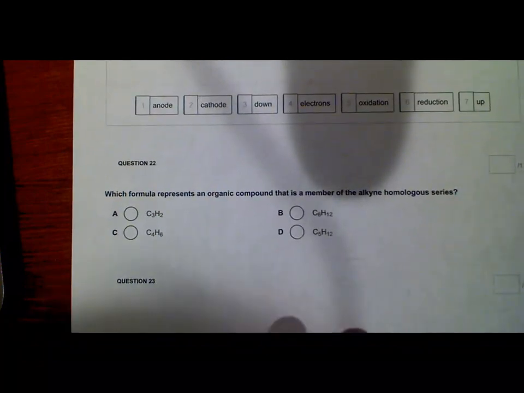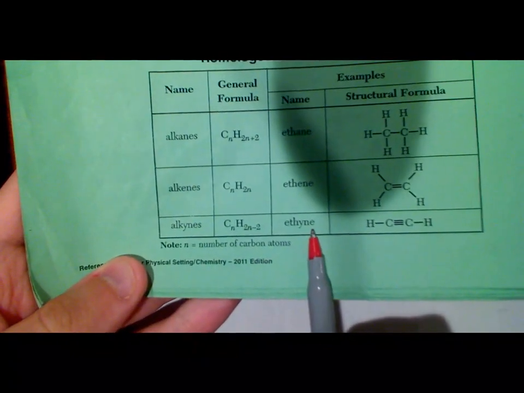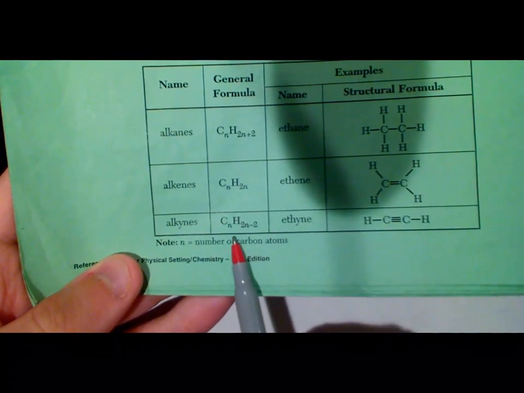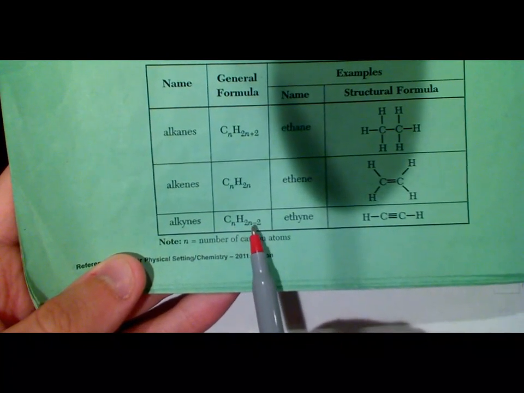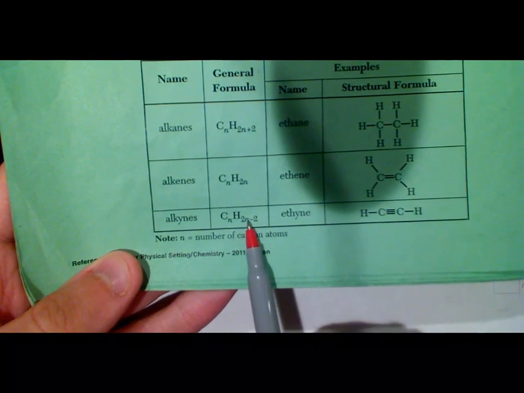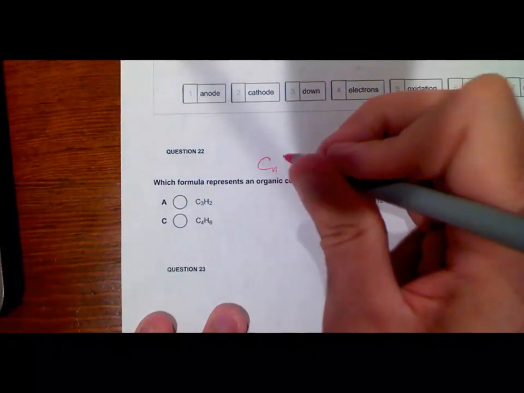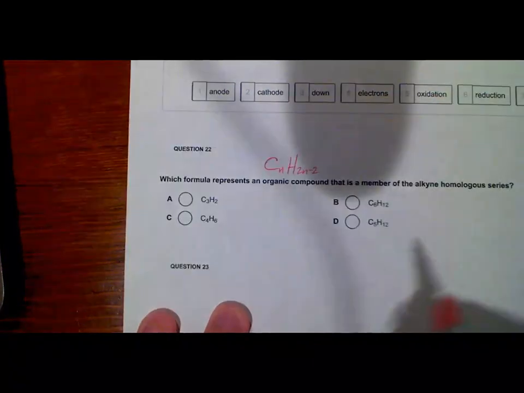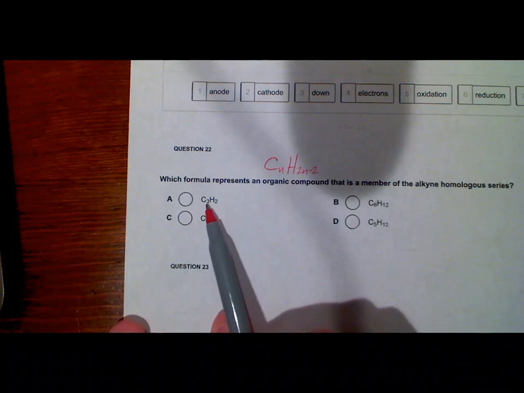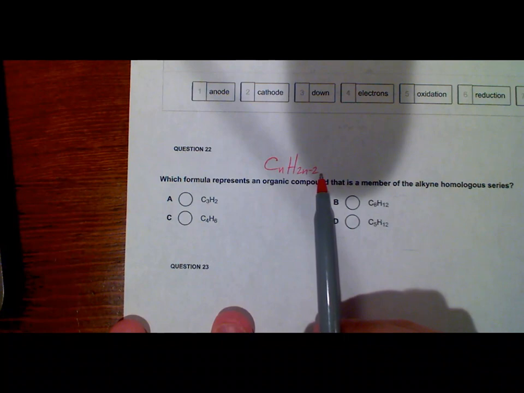Which formula represents an organic compound as a member of the alkyne homologous series? All the organic stuff, and then we go to table Q, and we see that alkynes have a triple bond, they have the name ending in -yne, and they should have this general formula, CnH2n-2. However many carbons they have, the number n, they will have twice that number, minus 2, H's. So we have to see which of these choices has CnH2n-2. Start with your carbons. If it's got 3 carbons, twice that number is 6, minus 2 is 4 H's.